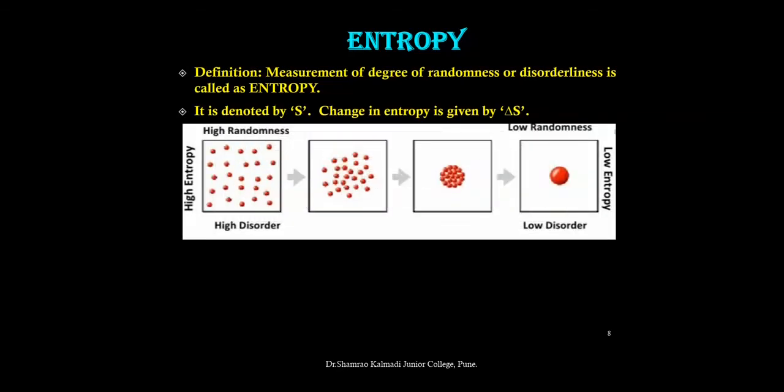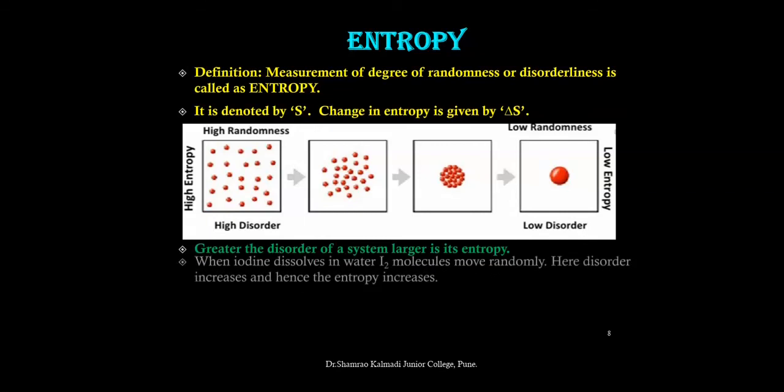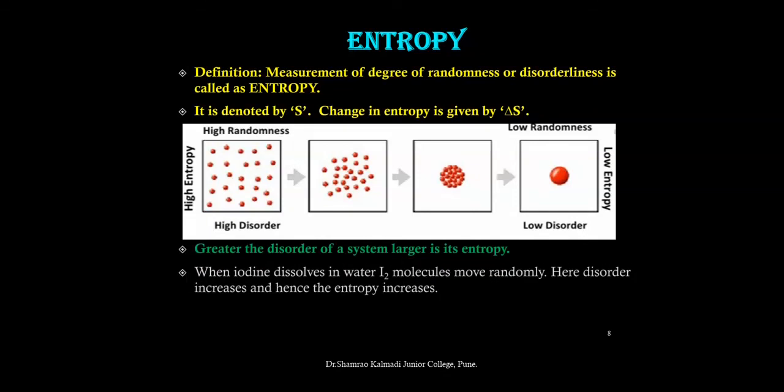The pictorial representation of entropy is as follows. The higher the randomness or disorderliness, the higher will be the entropy. As the molecules come closer and closer to form a perfect shape, the randomness lowers and the entropy becomes less. The greater the disorder of a system, the larger is its entropy. Example, when iodine dissolves in water, I2 molecules move randomly. Here, disorder increases and hence the entropy will increase.